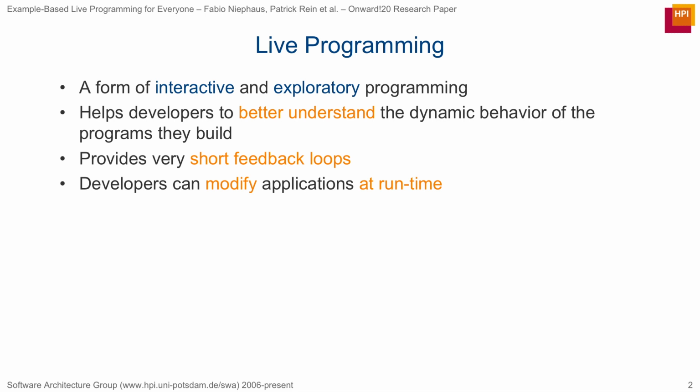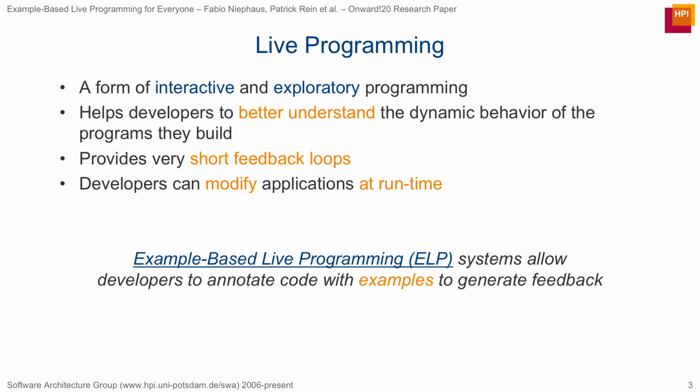It helps developers to better understand the dynamic behavior of the programs that they build. Instead of having to think about the code in your head, the programming environment can show you the information that you're looking for. Live programming can provide very short feedback loops, for instance by allowing developers to modify applications at runtime. As part of our work, we looked at a special form of live programming, namely example-based live programming systems.